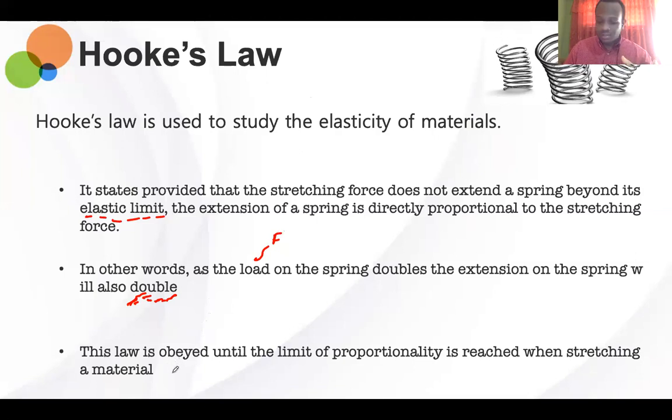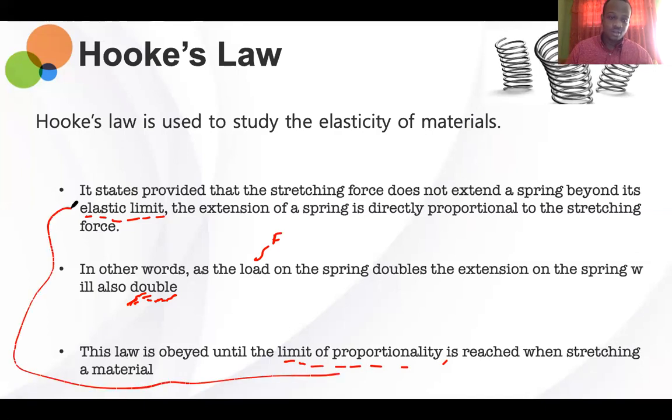We extended the force from say 10 newtons to 20 newtons, and we saw that the extension of the spring moved from 0.05 to 0.1, which means that it also doubled. So we proved this a while ago. This law is obeyed until the limit of proportionality is reached. This is the same thing as the elastic limit, the limit of proportionality.